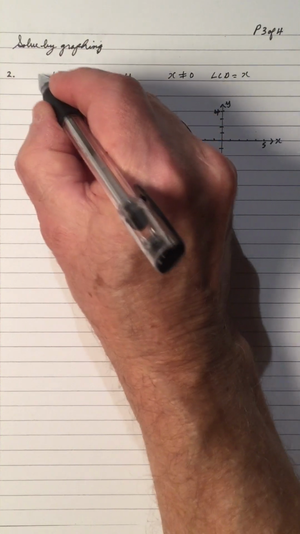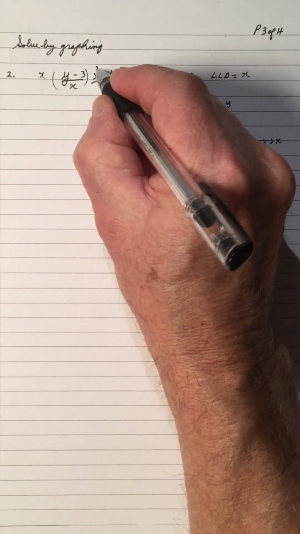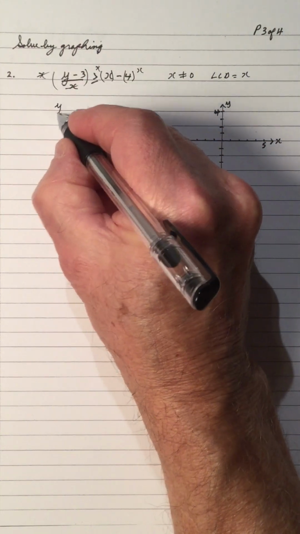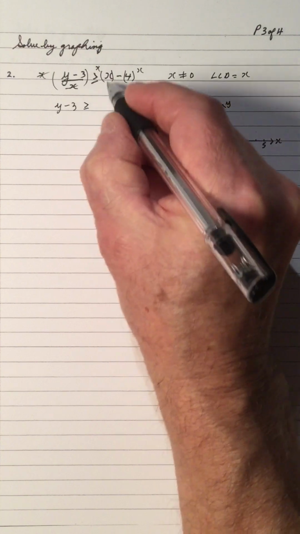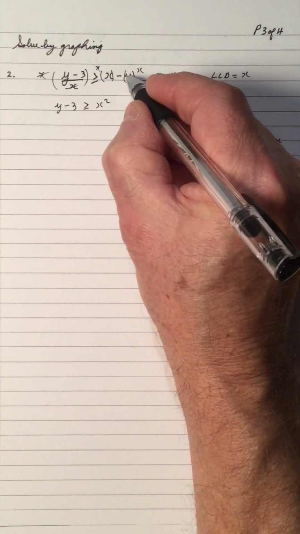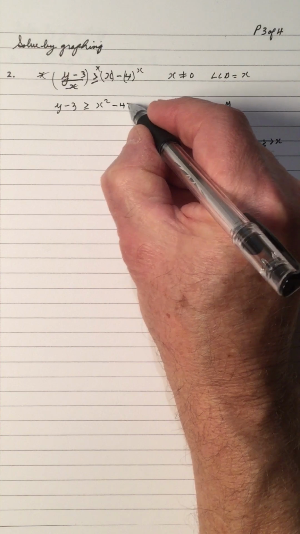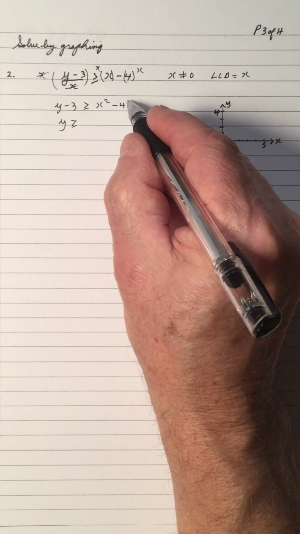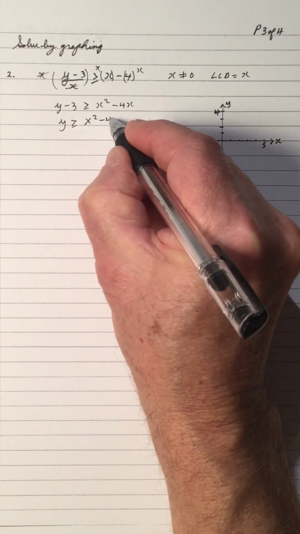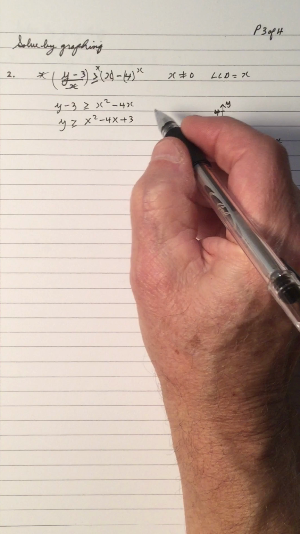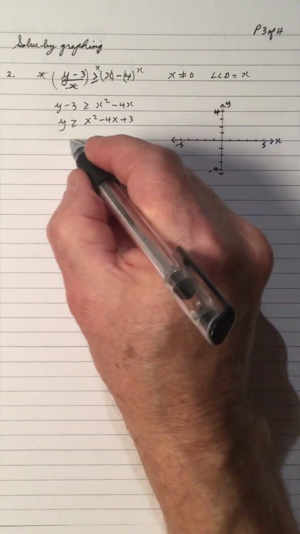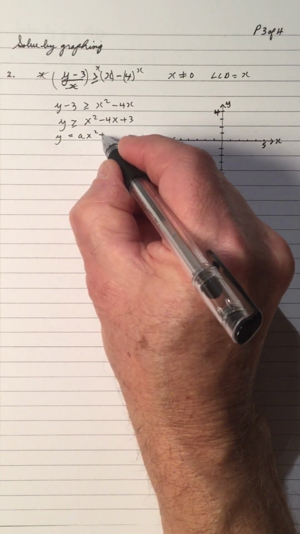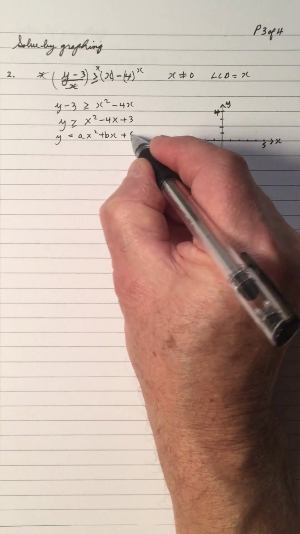So we'll multiply each part of the inequality by x. And when we do that, the denominators will cancel. I get y minus 3 greater than or equal to x times x, x squared, negative 4 times x, negative 4x. And we'll notice now that this is an x squared, a quadratic, so I'll move the minus 3 to the right side and make it positive. I have a quadratic, so this is y equals ax squared plus bx plus c.